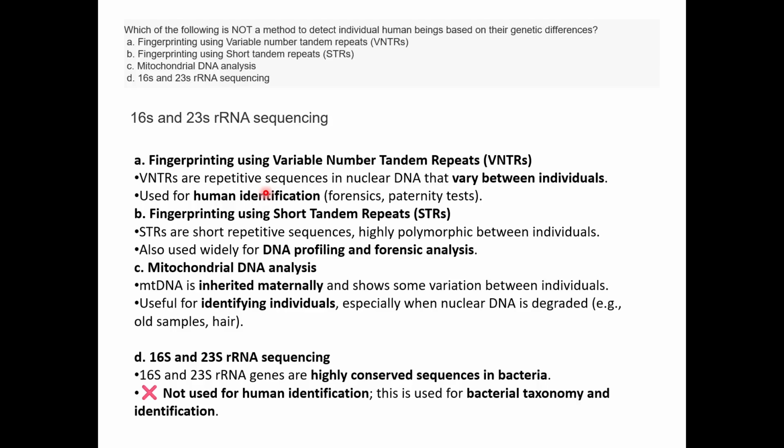analysis. Mitochondrial DNA analysis is inherited maternally and shows some variation between individuals. Useful for identifying individuals, especially when nuclear DNA is degraded, or we have old samples or hair, etc. However, 16S and 23S rRNA genes are highly conserved sequences and not used for human identification. It is used for bacterial taxonomy and identification.